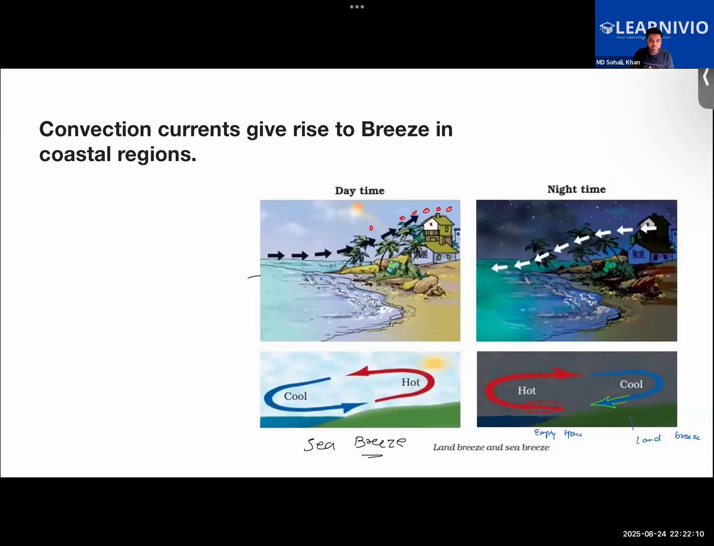So during the night, the land will be cold, but the water will still be slightly warm. Getting it, guys? So the air above the water body is going to be hotter now. So it will rise up, and an empty space will be created here. And the air above the land that is still cool and heavy will rush towards the ocean to take the empty space. So a convection current is set up during the night also.